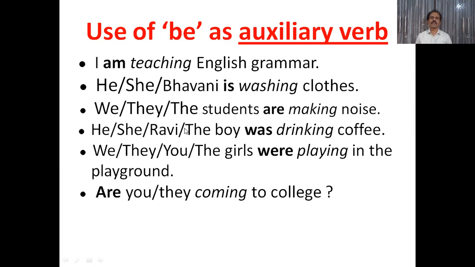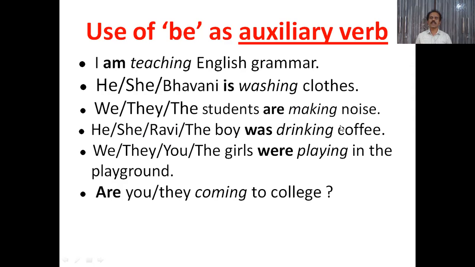He, she, Ravi, the boy was drinking coffee. Look at this. Was, yes, past tense. This be form is in past tense. Of course, subject singular. Subject singular ಇದೆ, tense past ಇದೆ.